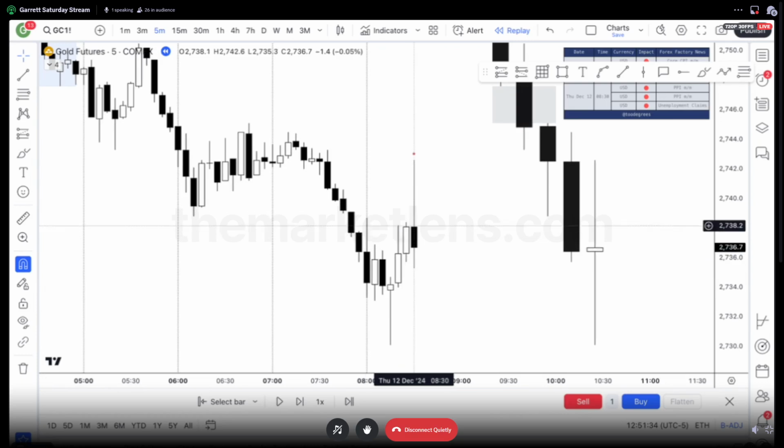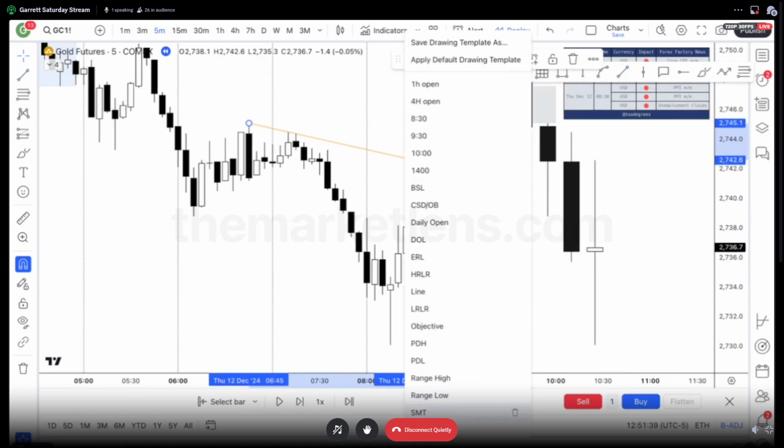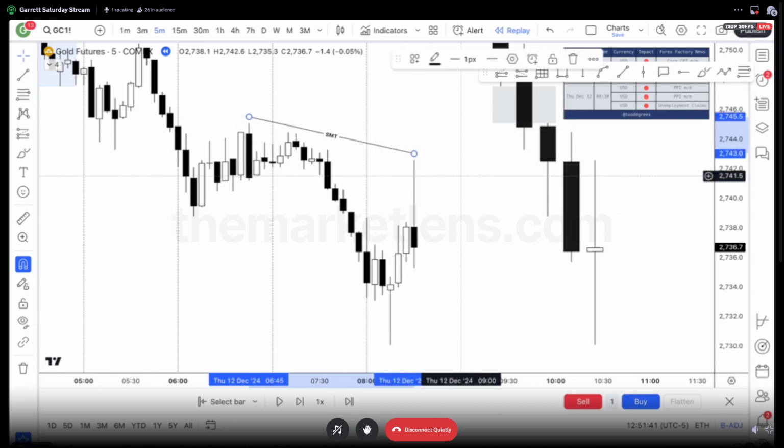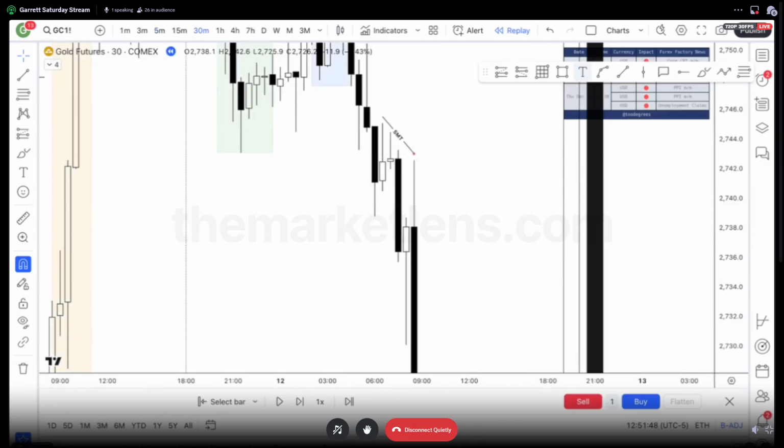Right here it is, right? Making the opposing run to the draw. It creates SMT here. So again, this is manipulation. So it's creating a protective swing within higher time frame manipulation, which is always ideal. We're also within a 30-minute fair value gap. You have an opposing candle on the 30-minute.